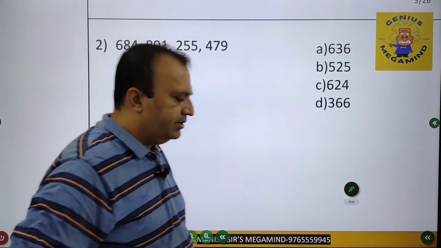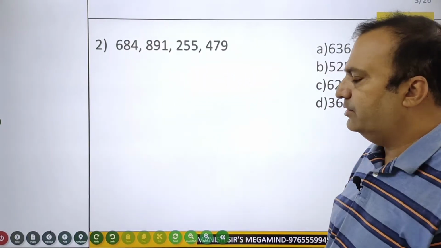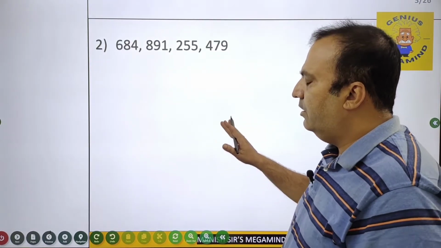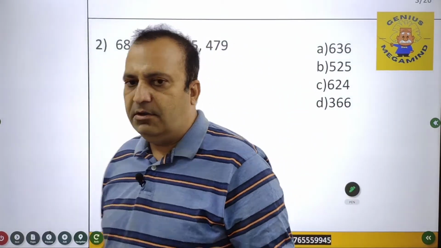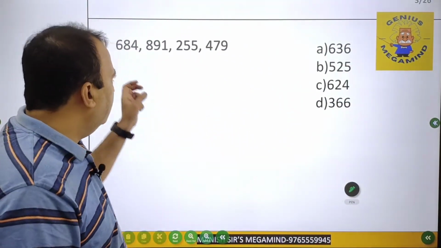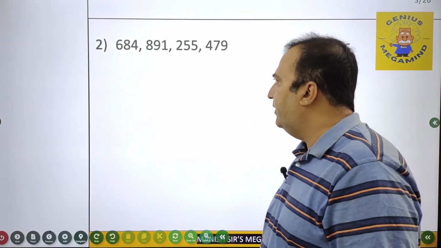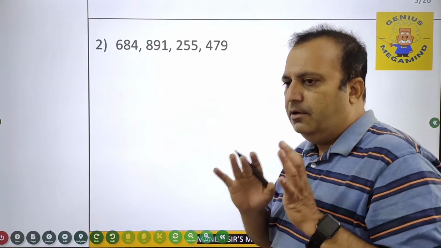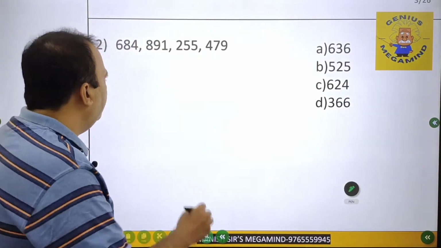Coming down to the second question. Again, you just check out all the numbers. Very keen observation is essential over here. If you observe the numbers very carefully, then you might find the crux of the question. Now the numbers are, my friends, 684, then 891, then 255 and 479. After keenly observing the numbers, what do I find over here?